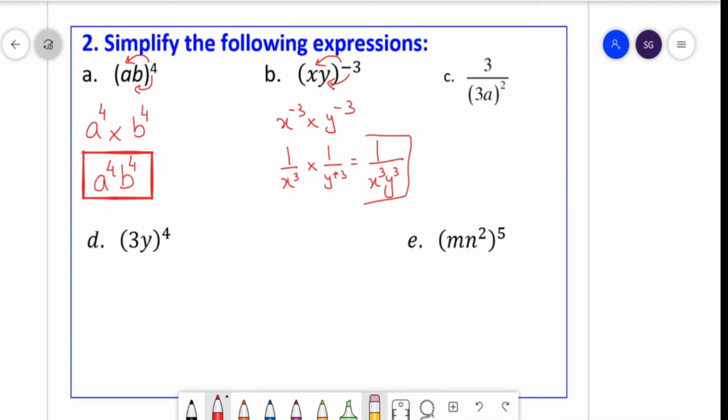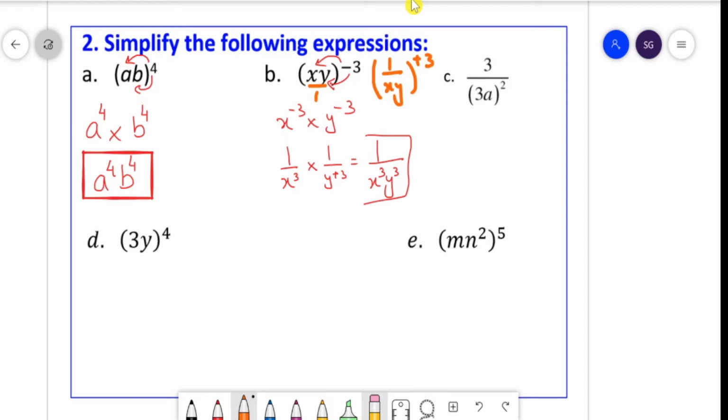Again, if you have the whole power negative, you could have directly done it this way: 1 over xy to the power positive 3. As I mentioned earlier, if your whole power is negative, you reciprocate the fraction inside. The fraction here is xy over 1, so now it's 1 over xy, and you change the sign of the whole power, and then you again distribute this whole power to the numerator and denominator.